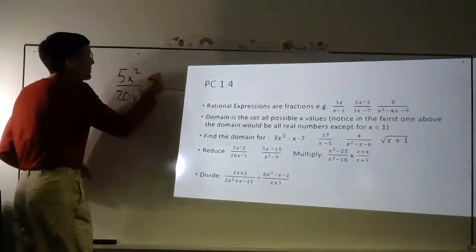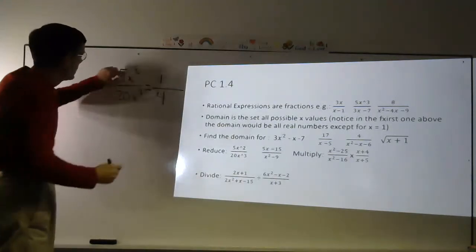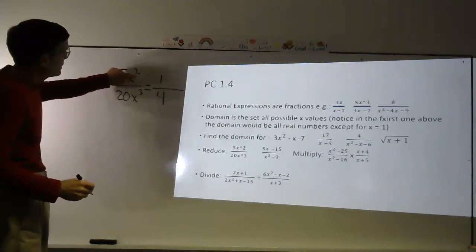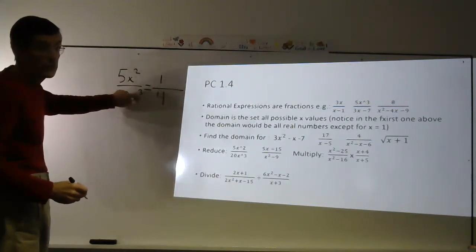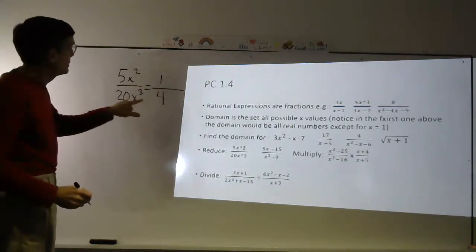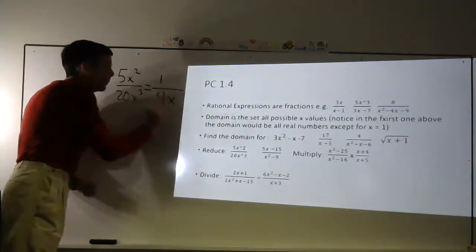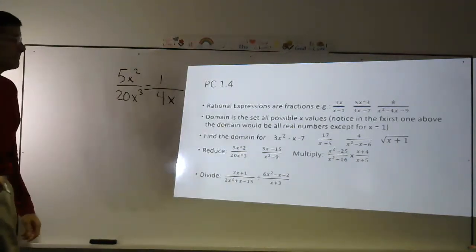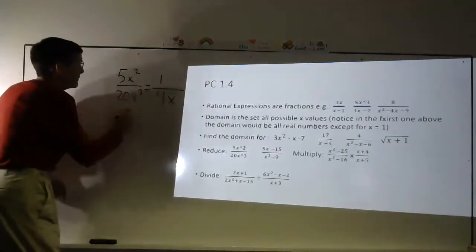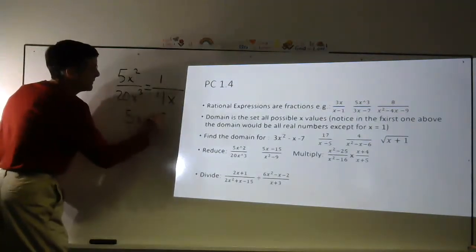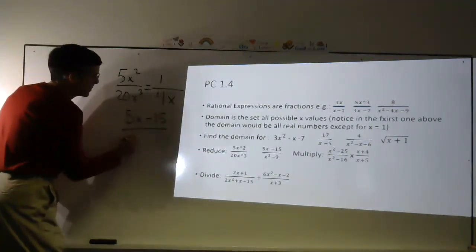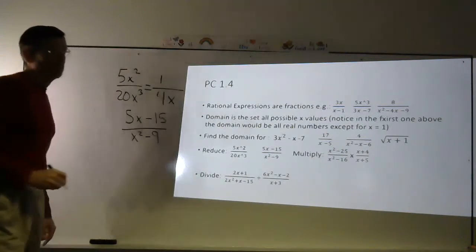5 over 20 reduces to 1/4. Look at the parts. I can kill 2 x's out of 3. Kill 2 x's. How many are left? 1. Okay? Next one. 5x minus 15 over x squared minus 9.